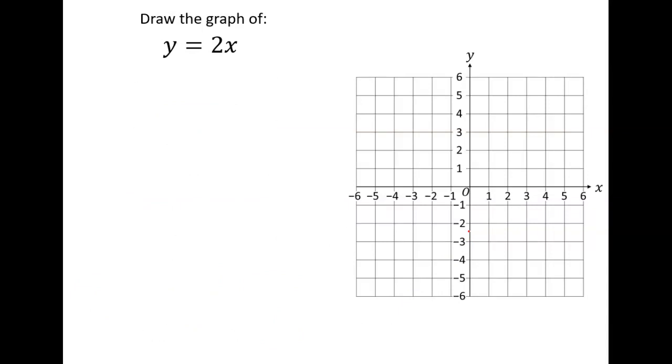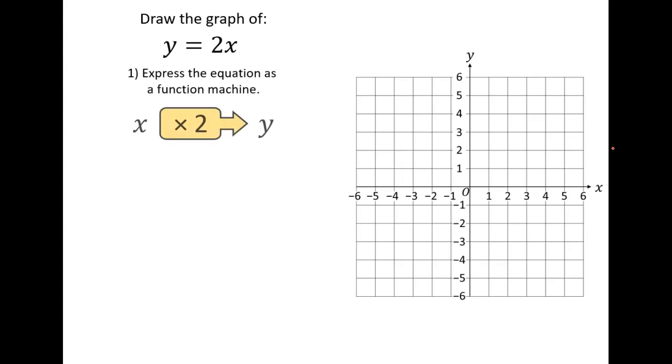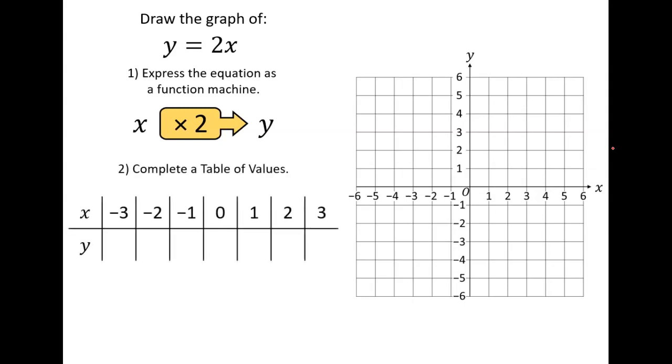So let's try one where we don't have anything being added or subtracted, but it's actually being multiplied. My equation now is y equals 2x, expressed as a function machine. You don't have to do this step, it's just to get you used to it. Whatever my value for x is, I'm going to multiply it by 2, and that's going to spit out y. So we're going to start with our table of values just like we did.